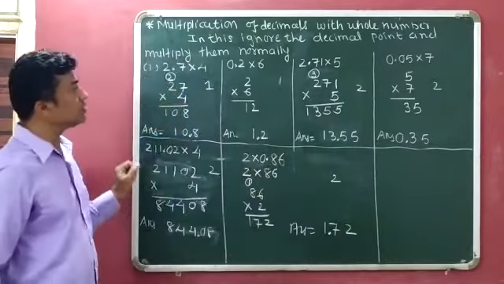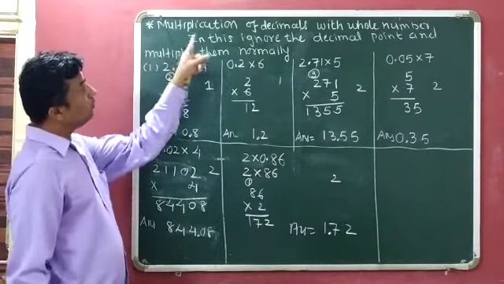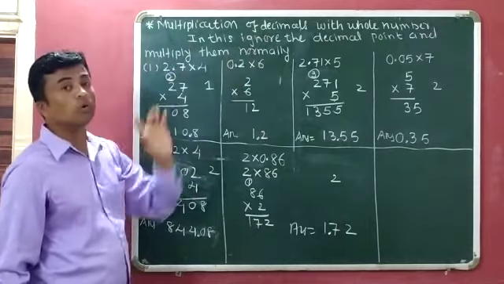So see children, this is the normal explanation of multiplication of decimals with whole numbers.